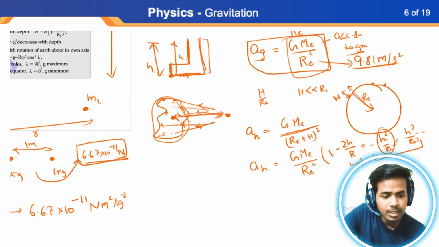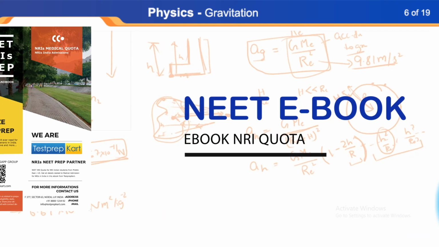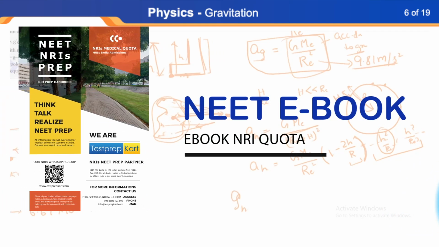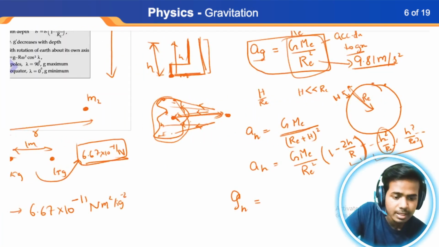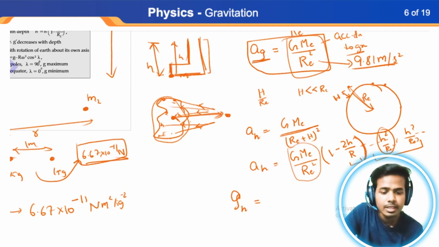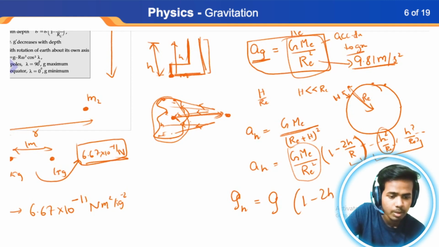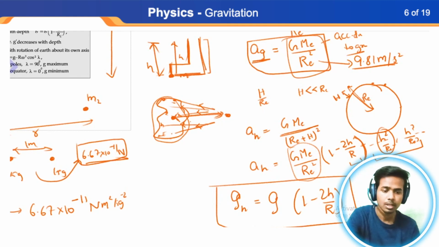That's why we only take this term for small height, and that's how you get acceleration due to gravity at a particular height which is small as compared to the radius of earth. What is this term? This term is nothing but the acceleration due to gravity g. I can write g into (1 minus 2h by Re). So this is the acceleration due to gravity at a particular small height with respect to the radius of earth.